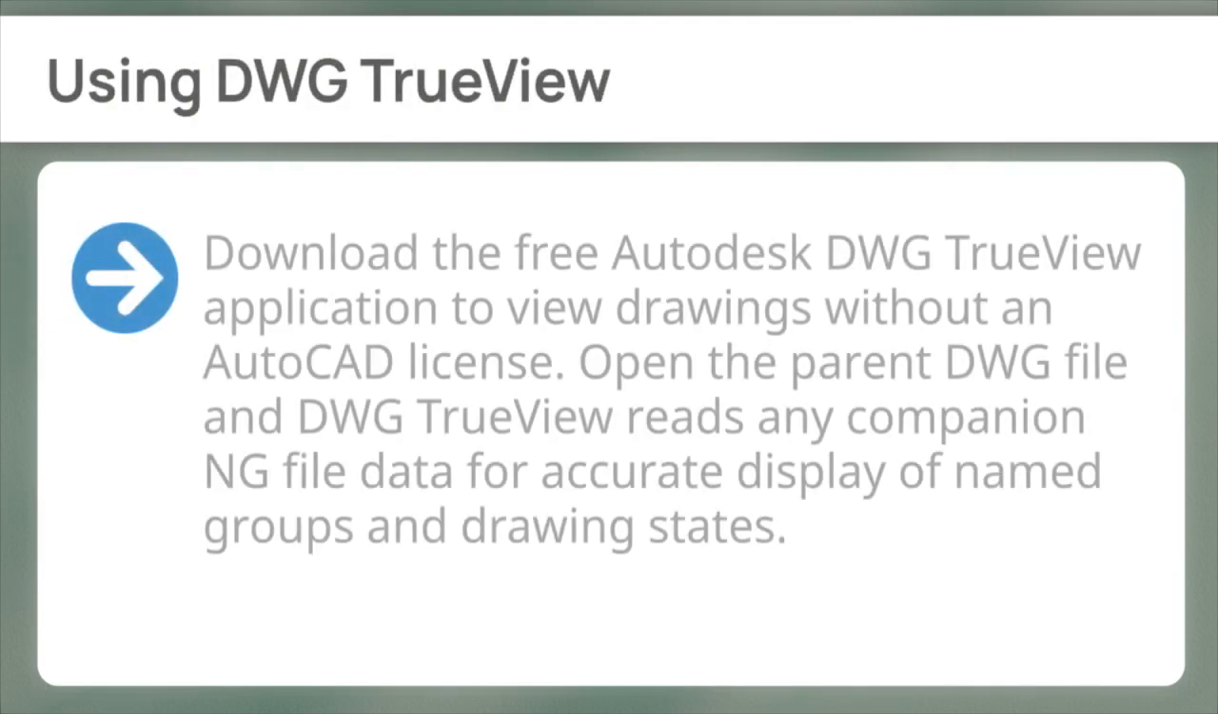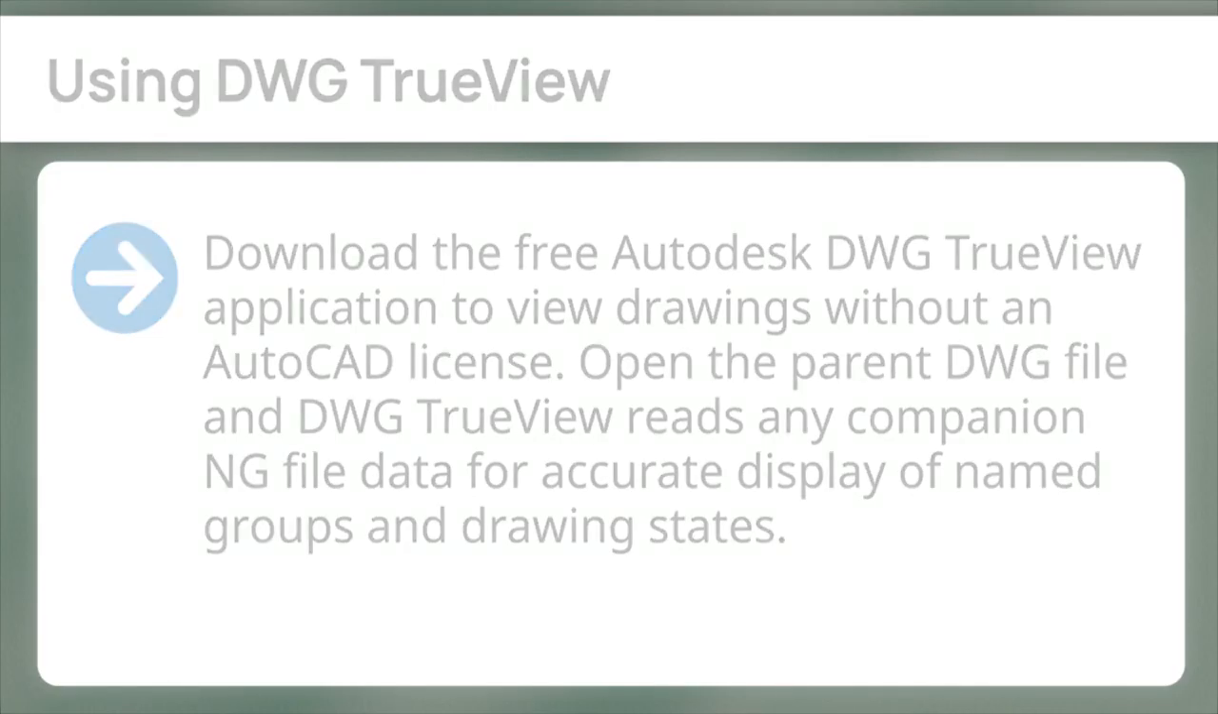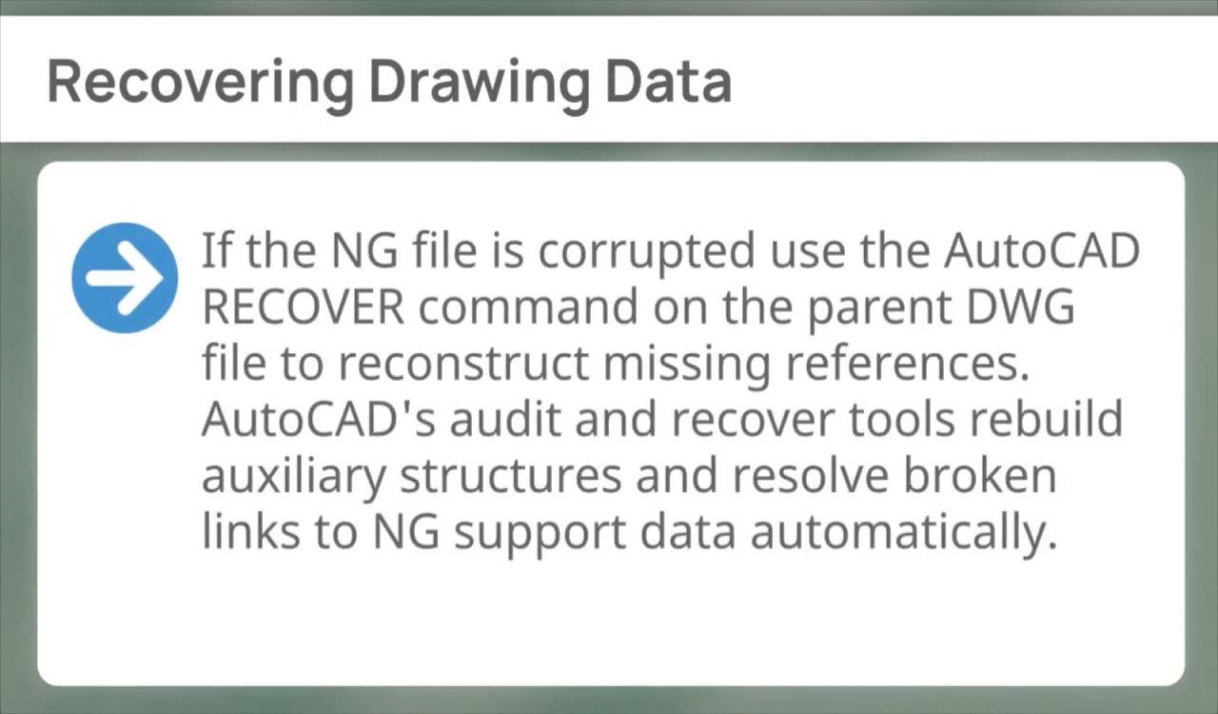Next, using DWG TrueView. Download the free Autodesk DWG TrueView application to view drawings without an AutoCAD license. Open the parent DWG file and DWG TrueView reads any companion NG file data for accurate display of named groups and drawing states. Finally, recovering drawing data.